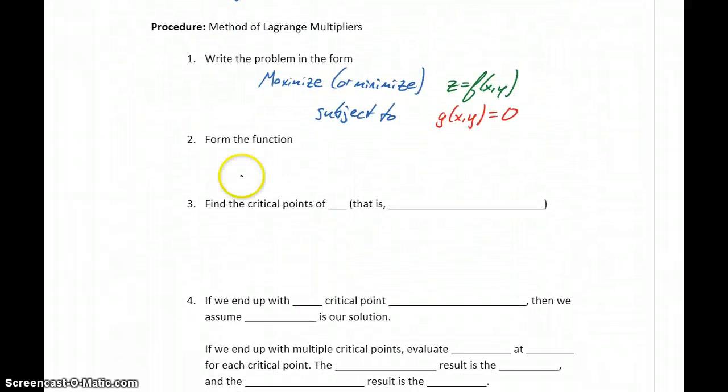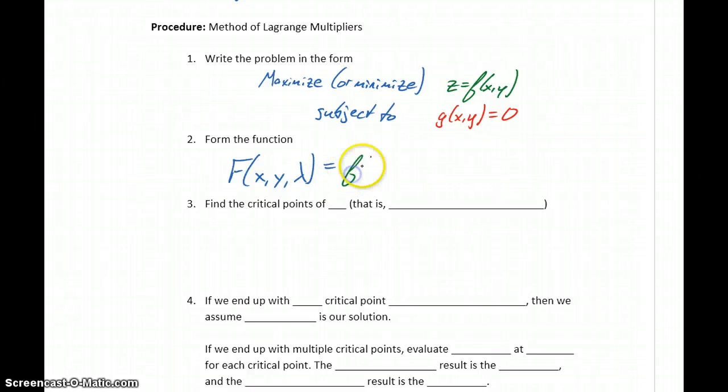Once we've identified those two functions, we'll construct a new function, capital F of x, y, lambda. So we're going to introduce this new variable, and we're going to construct this specific expression, which will be f of xy, whatever that original objective function is, plus this new variable lambda times our constraint function. So we identify the objective function, the constraint, and then we form this new function.